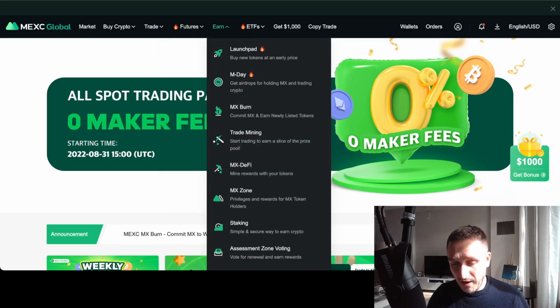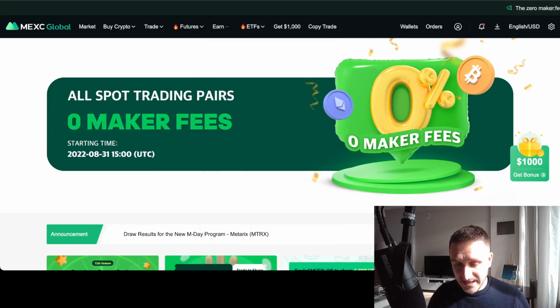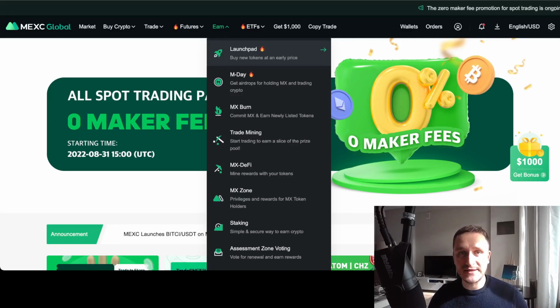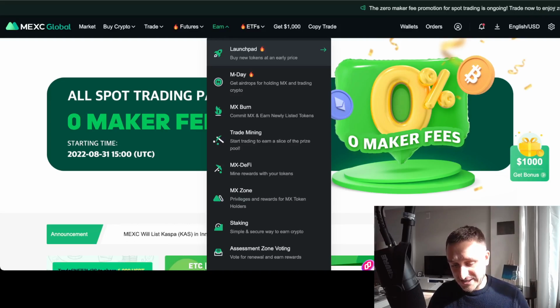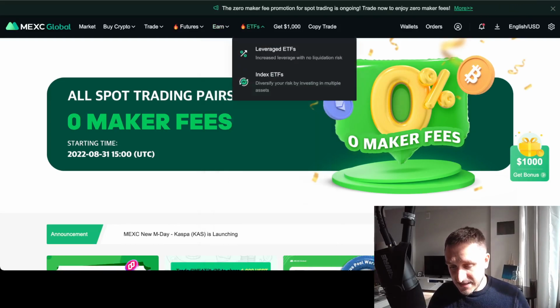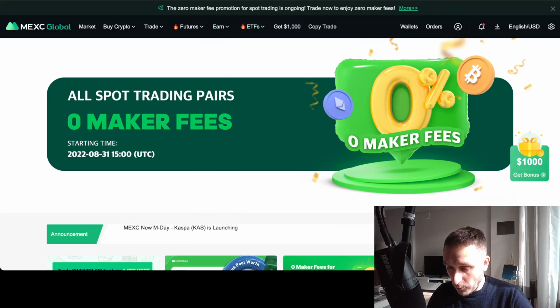There are different ways to earn, in addition to just buying and holding tokens, by participating in the launchpad. So looking at the new tokens that are only launching right now, you can participate in a sort of ICO or IDO for the exchange. There's a bunch of things related to DeFi where you can hold and stake your coins to get more coins. There are ETFs, leverage ETFs, and a bunch of other things related to copy trading as well.